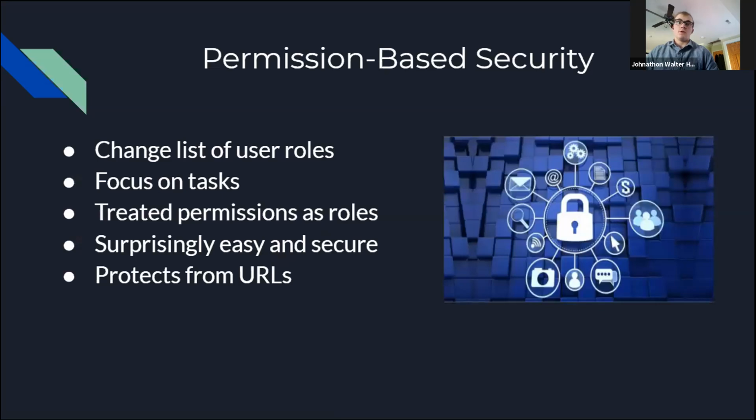So we switched it to permission-based security. It changes the list of user roles to permissions, which are used to focus on tasks of a user instead of a job title. It treated permissions as the roles for the project or program. It was surprisingly easy and secure, but required a lot of testing on our part, and it can also protect from URLs.